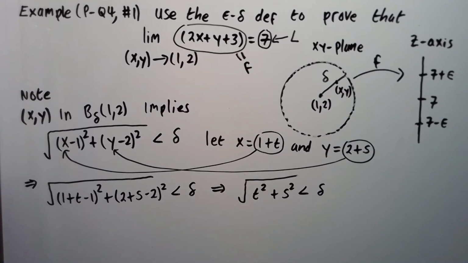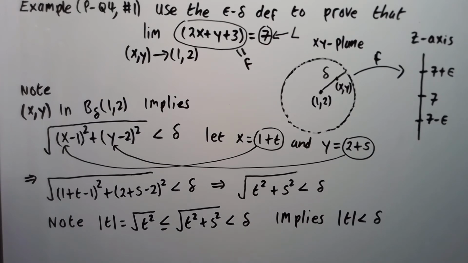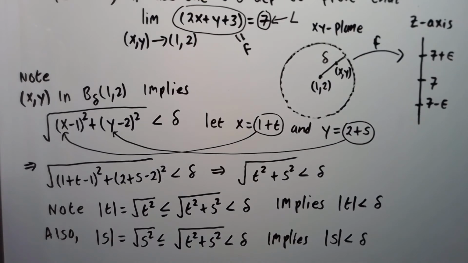So let's make an observation here. First observation is the absolute value of t is equal to the square root of t squared, and the square root of t squared is less than or equal to the square root of t squared plus s squared, which in turn is less than delta. That means the absolute value of t is less than delta. Okay. In a similar way, we can say the absolute value of s is less than delta also. Let me write it down here. So in similar fashion, we get the absolute value of s is less than delta also.